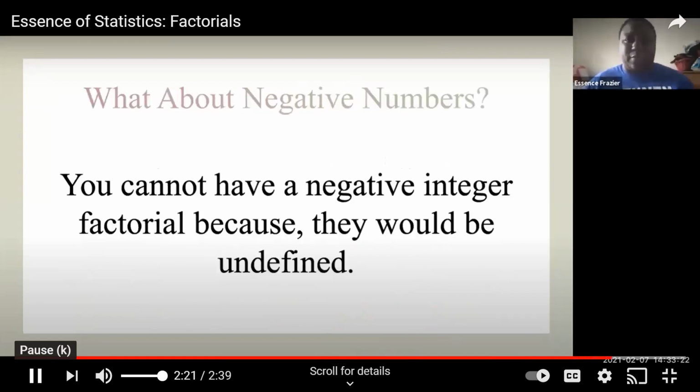Lastly, what about negative numbers? We have to remember back to our definition that we had on the second slide. Factorials deal with positive integers. You cannot have a negative integer factorial because they would be undefined.